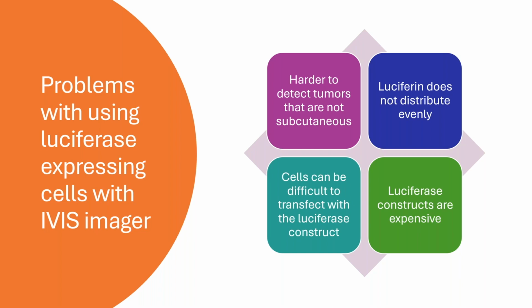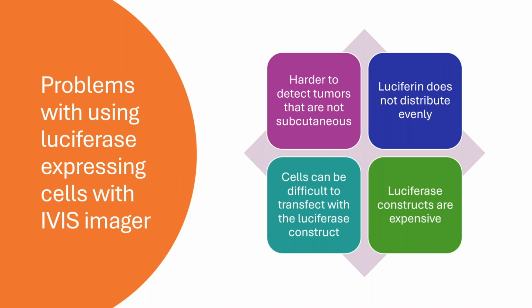It's not right underneath the skin, so it's harder for the luciferase signal to leave through all those different tissues so you can detect it. So that's one issue. Another issue is that luciferin sometimes doesn't distribute evenly throughout the animal. And so you can imagine if luciferin gets to one tissue type more than another, you might have a lot of variability on what you're able to actually observe when you're trying to look at your tumor cells.